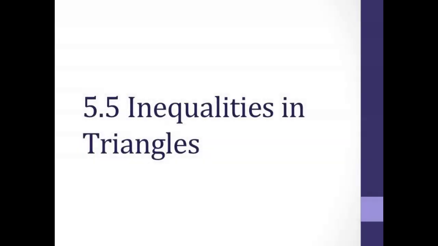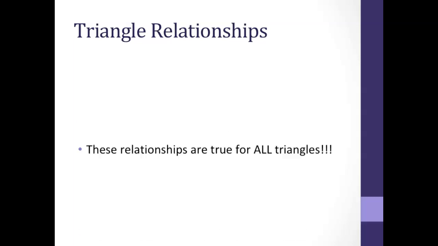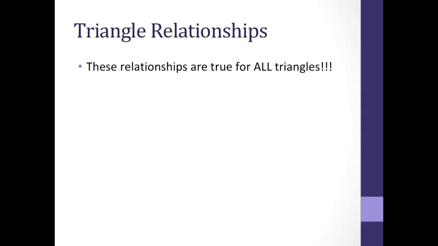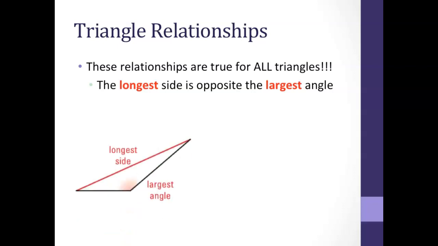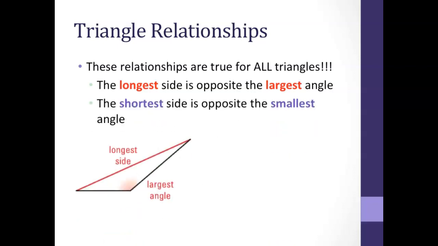Today we're going to be talking about triangles and relationships within the triangles where we can talk about inequalities. So the first is this fact. This is a relationship that's true for all triangles. The longest side is always going to be opposite the largest angle, and the shortest side is always going to be opposite the smallest angle.